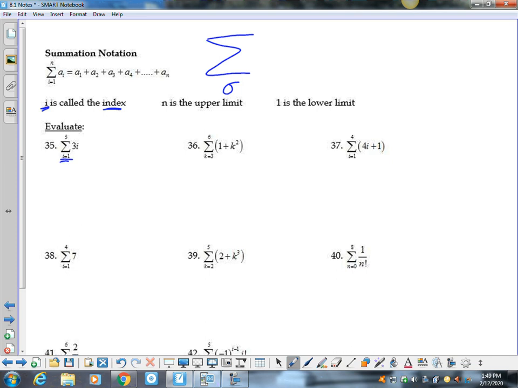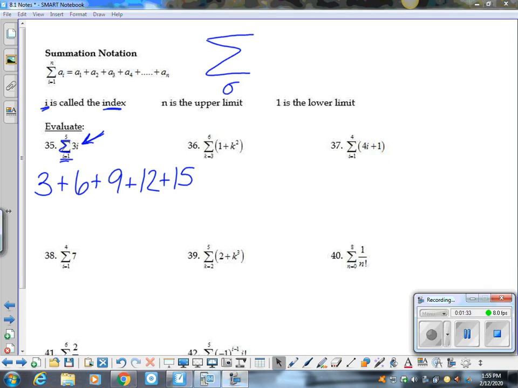So it's telling me to start with a 1. So I'm going to plug a 1 into this. So 3 times 1 is 3. And then I plus because of the sigma. And now I go to 2. So I'll plug a 2 into this and I get a 6. And then I add. And then I'm going to plug in a 3. And then I'm going to plug in a 4. And then I'm going to plug in a 5. And then you're going to add all these numbers together, and it's going to give you 45, which is your answer.